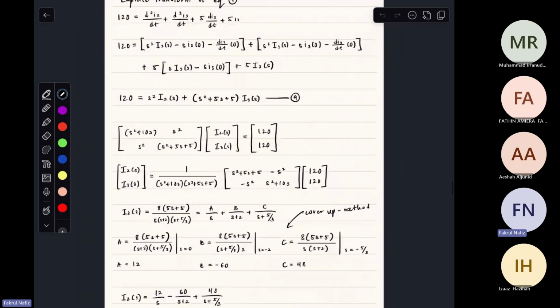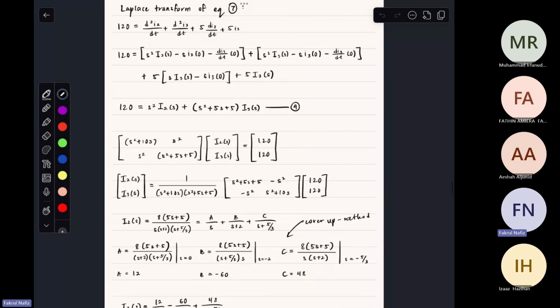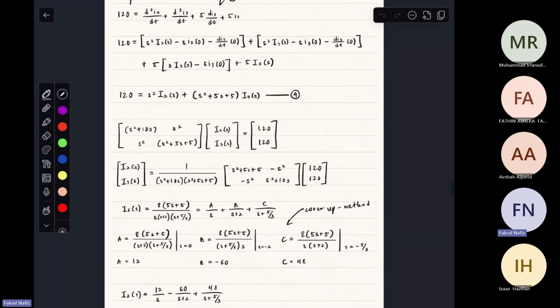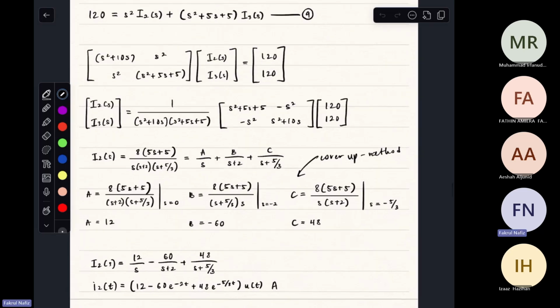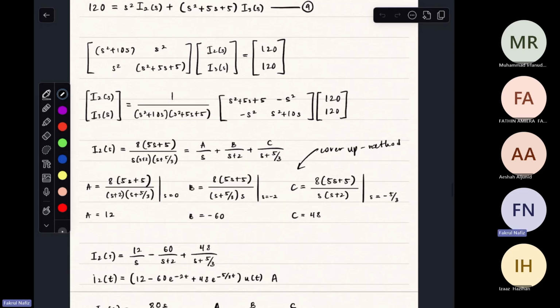And to get the value of I2s and I3s, we will use the matrix form. I mean the matrix method, so then I will get like this: I2s equals to 8 5s plus 5 over s multiplied by s plus 2 and multiplied by s plus 5 over 3. And now I will use a partial fraction. Why I'm using the partial fraction is to break a complex rational function into a sum of simpler fractions.